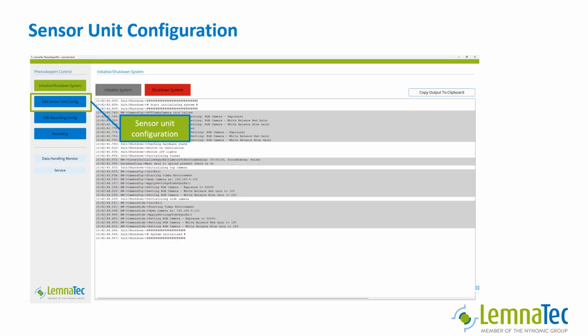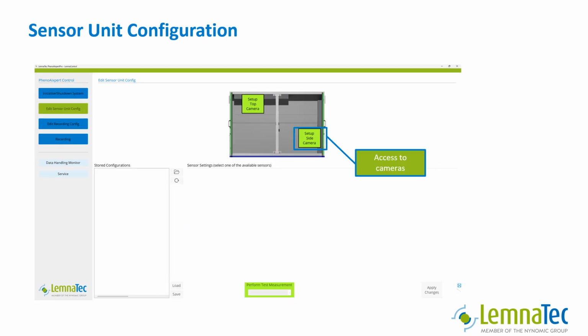After initializing, navigate to the sensor unit configuration page. If you have already stored configurations, you can navigate directly to recording, but we do it step by step, showing the sensor unit configuration and the recording configuration steps that are required to do before the first recording. To do a sensor unit configuration, access the cameras via the respective buttons.